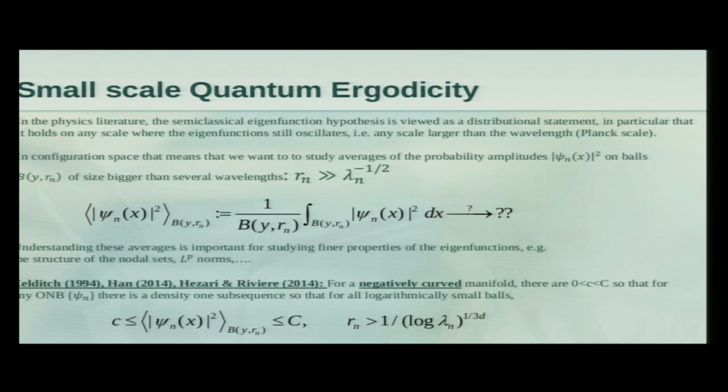And in negative curvature, there are results which are known, for instance, which allow you to study what happens on balls which shrink very, very slowly, like 1 over the logarithm of the eigenvalue. And there's some statement which says that these averages at least don't go to zero and don't go to infinity. It's a rather weak statement, but this is what's available. Probably that could be improved, but this is what's available right now.